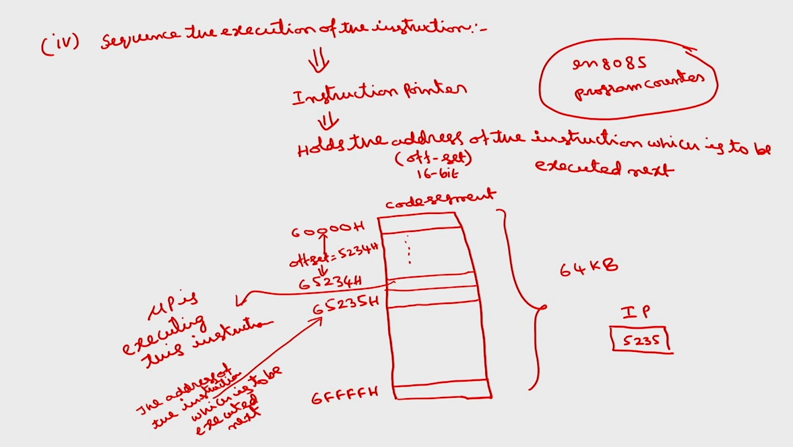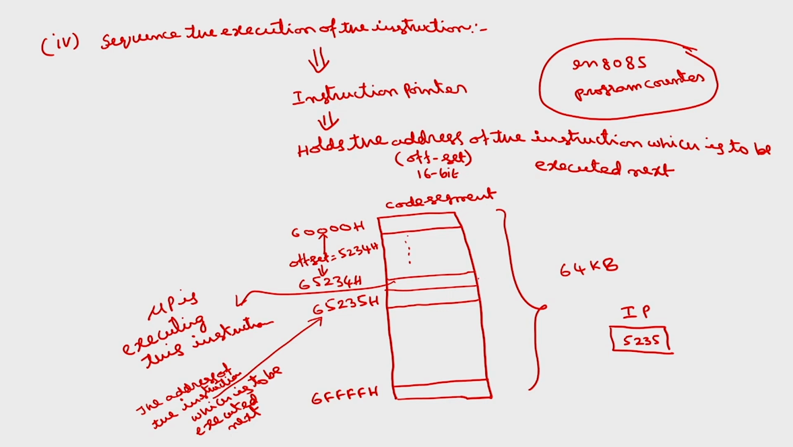If the microprocessor is executing this instruction, assuming it is a single byte instruction, the next address will be this address plus 1, which is 65235H. So, the offset from 60000H is 5235H. That 16-bit offset address will be pointed to by the instruction pointer. So, the instruction pointer always holds the address of the instruction which is to be executed next. In that way, we can sequence the execution of the instructions.